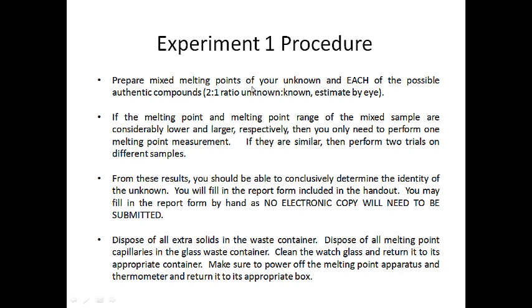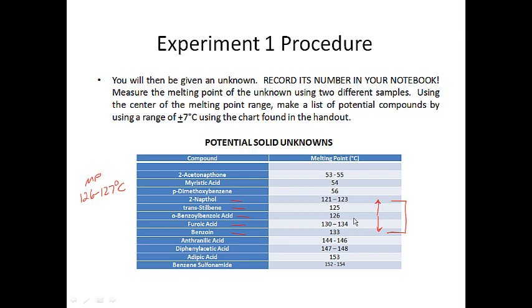What should happen? Well, if the melting point of the mixed sample is considerably lower and the range increases, that's not the right one. In some cases, if it's dramatically different, you only have to do one melting point sample. You don't have to do 2 replicate trials. Of these possible unknowns, exactly one of those mixtures is going to give the same temperature and range as the unknown. The rest of them should give a depressed melting point and a large range.